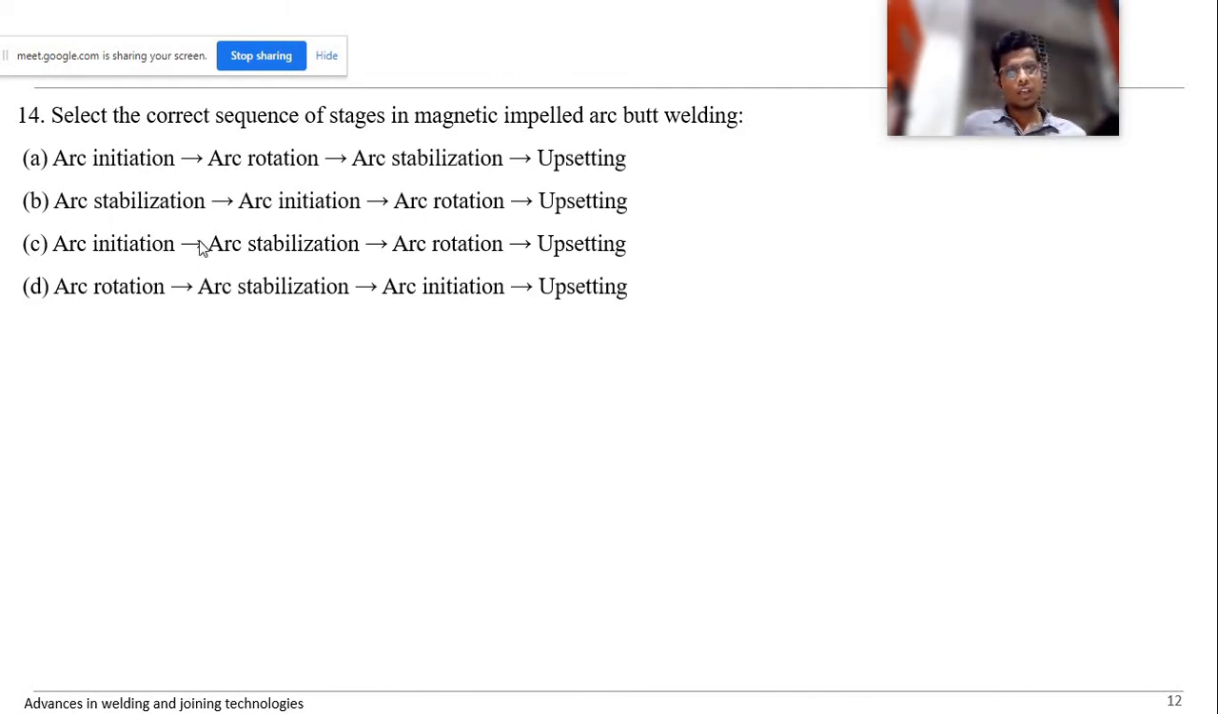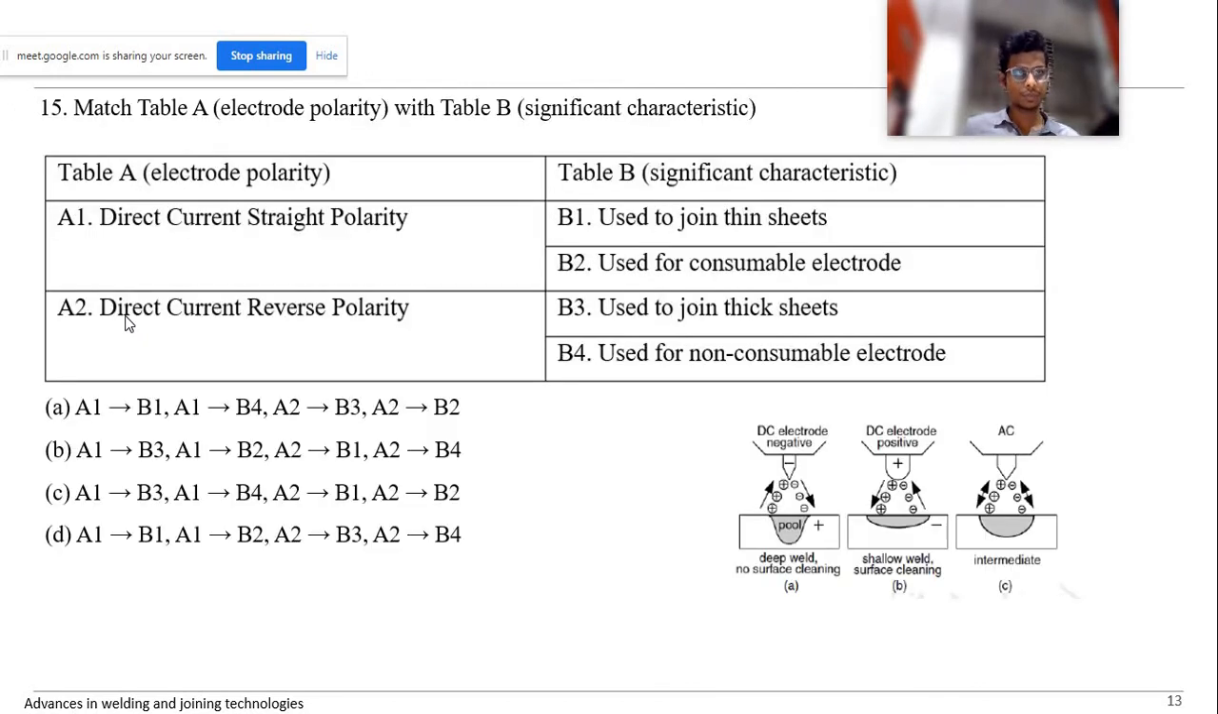Because initially the arc initiates due to the potential difference, and the arc stabilizes because of the magnetic system, we locate the arc and the surface of the pipe or metal gets heated. Once it is upset, it means we are applying pressure to create frictional heat. Because of that, joining happens. So 14C is the answer. Sir has also explained this, and in the last class I also discussed this question.